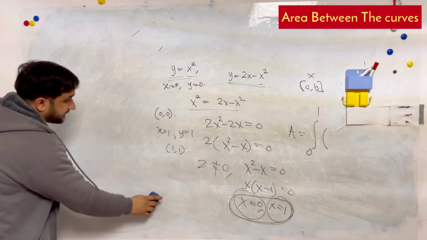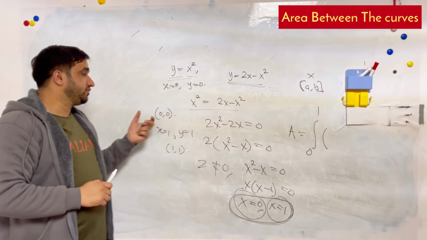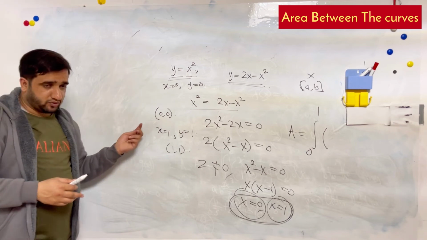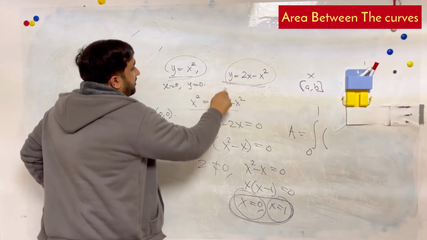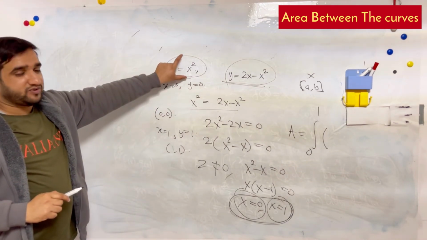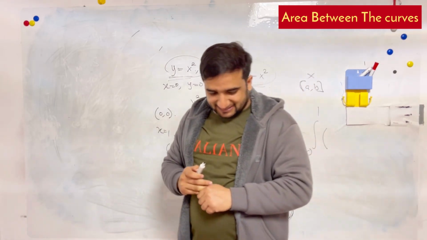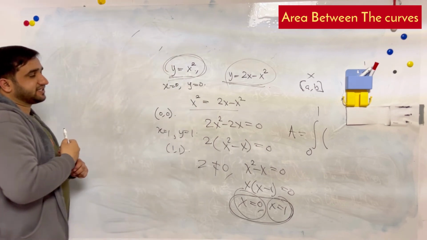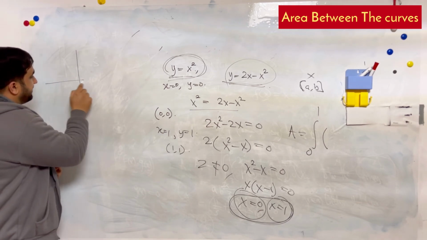Now the second question is how to determine which one is below and which one is above. The first thing is you can draw them and decide which one is above. But if you don't want to draw them, and you want to decide which one is below and which one is above, then this equation you know previously. Remember? This equation, what was this equation? Parabola. It was like this.